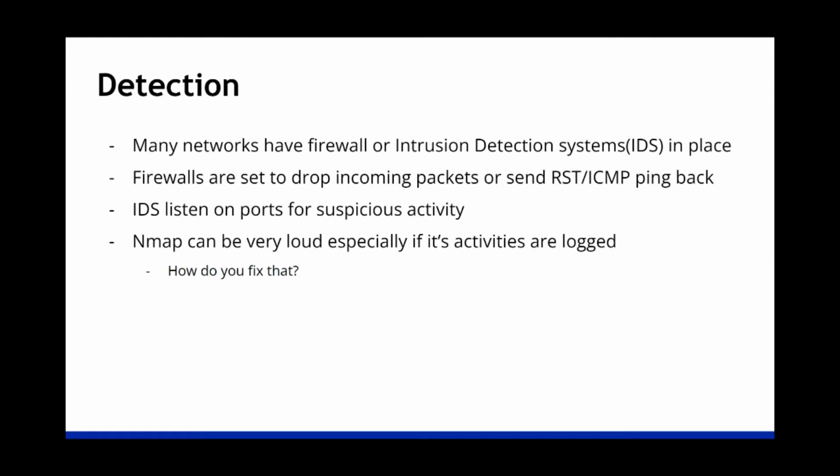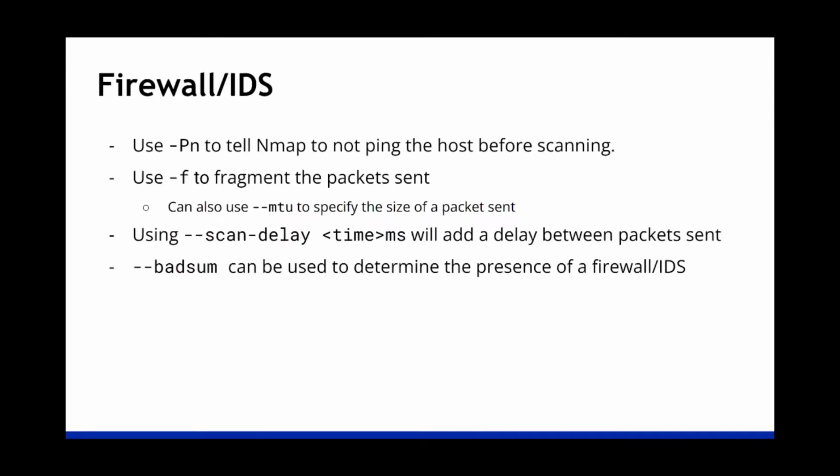So how do we fix this? You can use these switches. What are they? If you do -Pn, your Nmap is not going to ping the host. And so it will basically bypass the ICMP block, the error block that you get when something is closed. But since it's going to assume everything is open, it will take a long time to do.